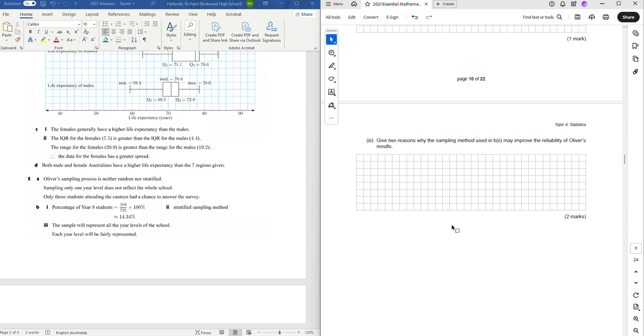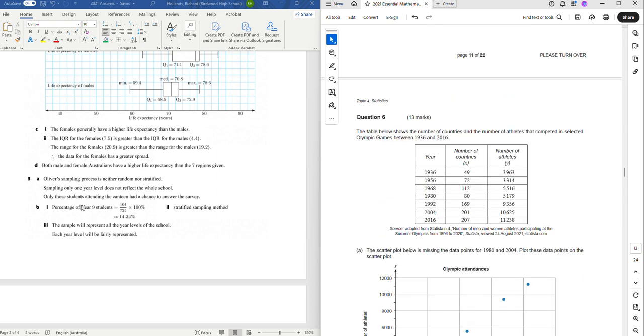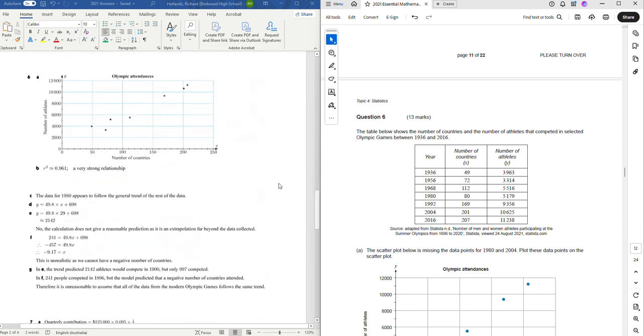Okay, it's not just taking 10 of each year level; it's taking the true reflection of that group of students that make up the whole population. All right, on to stats.